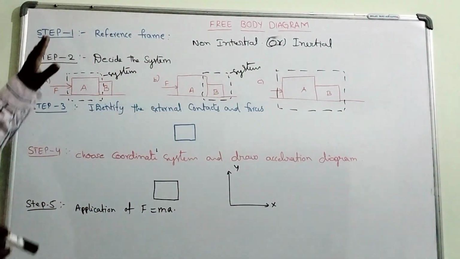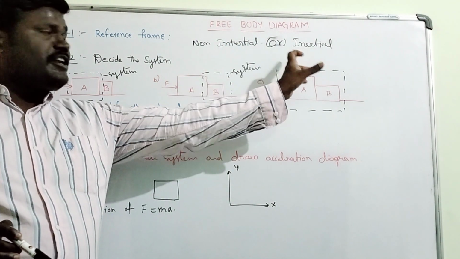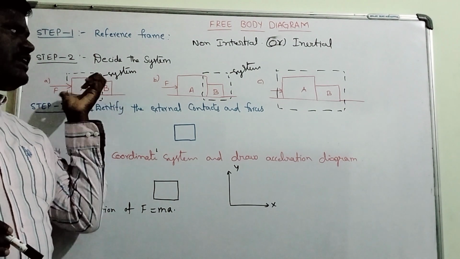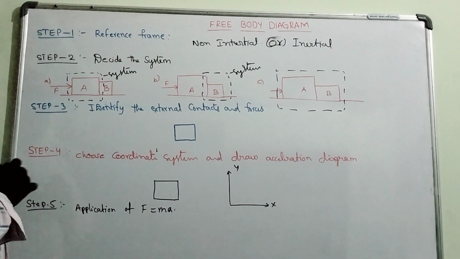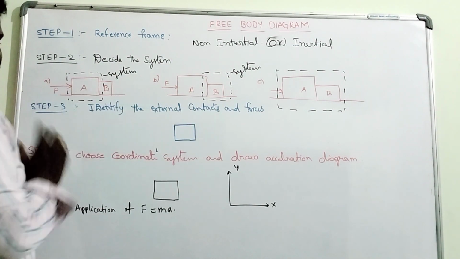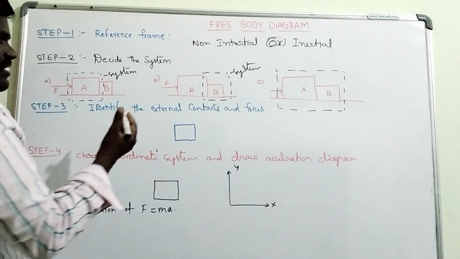So step 1 is to choose whether the frame is inertial or non-inertial. Step 2, we need to decide the system when the combination of blocks is placed. And step 3, identify the external contacts and forces for the system. Now for this system, I need to find what the forces or contacts are.